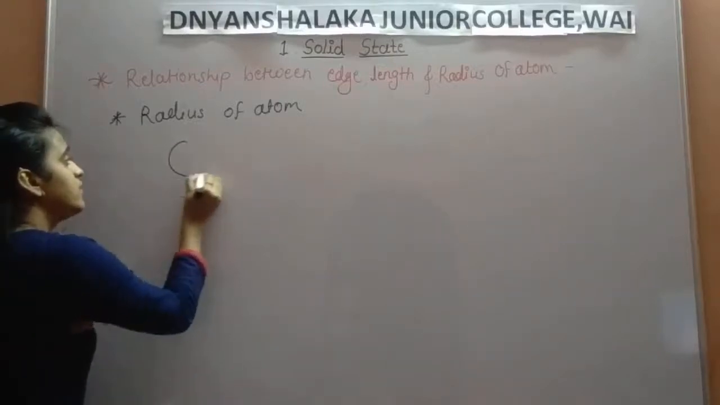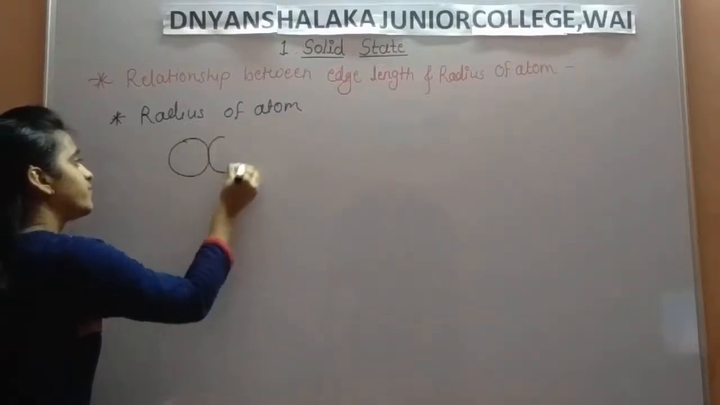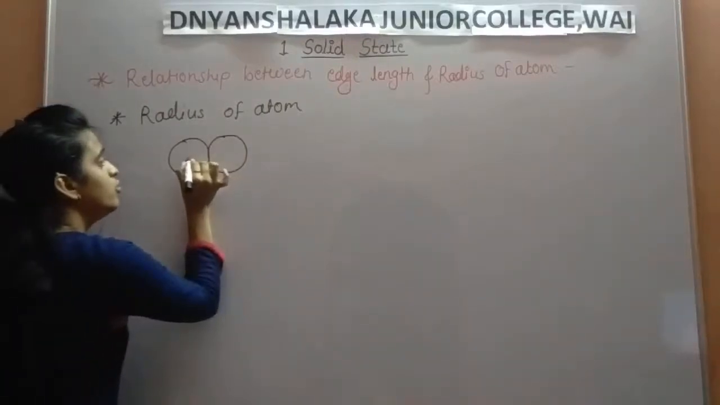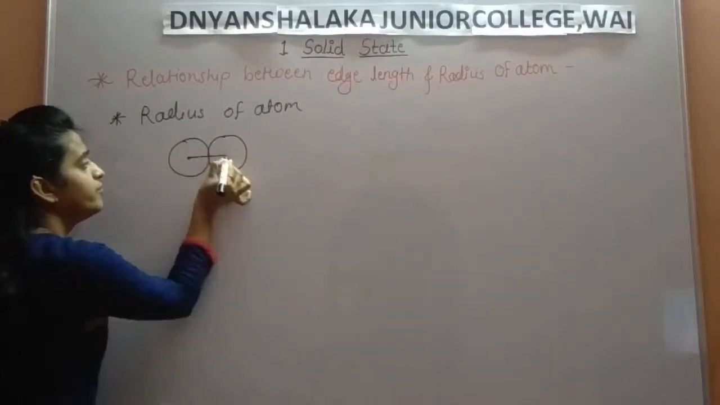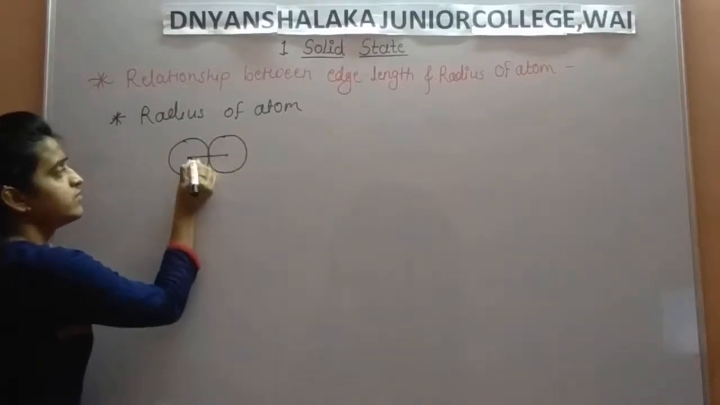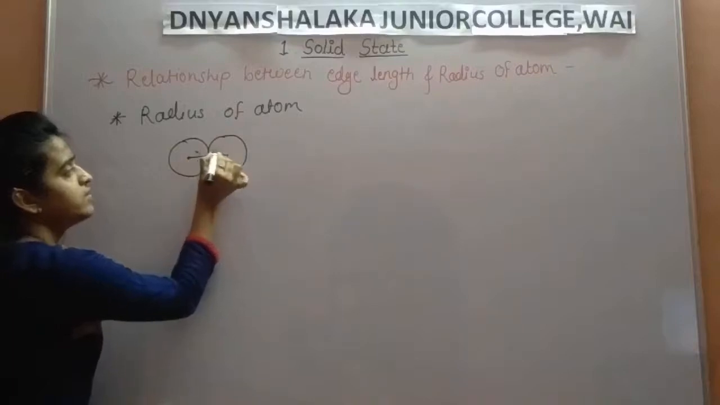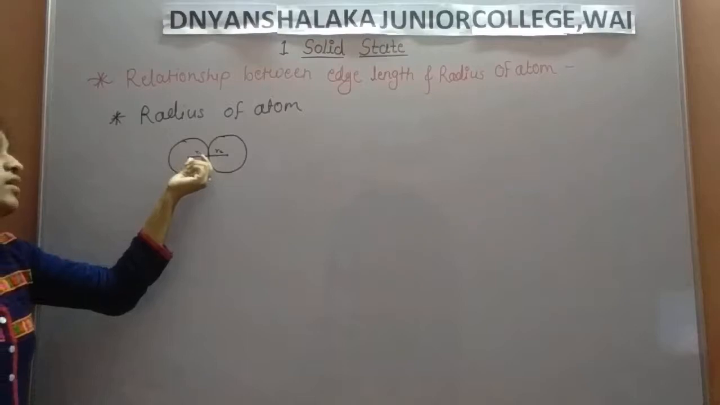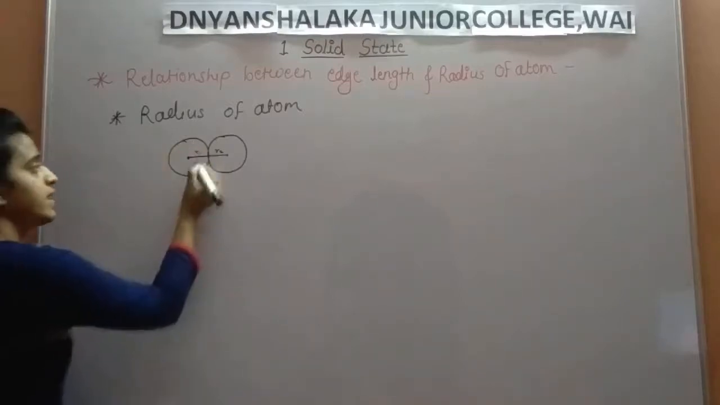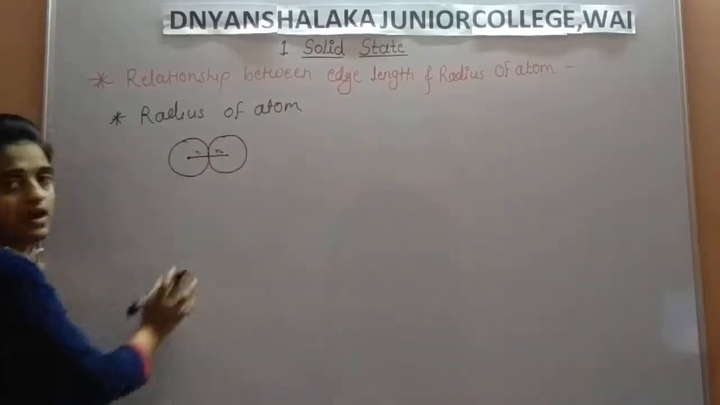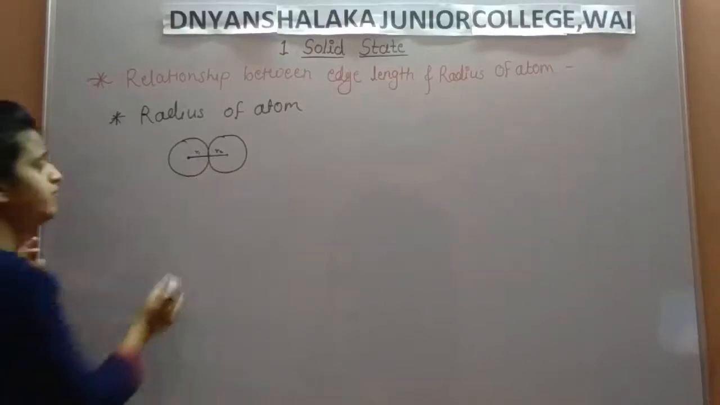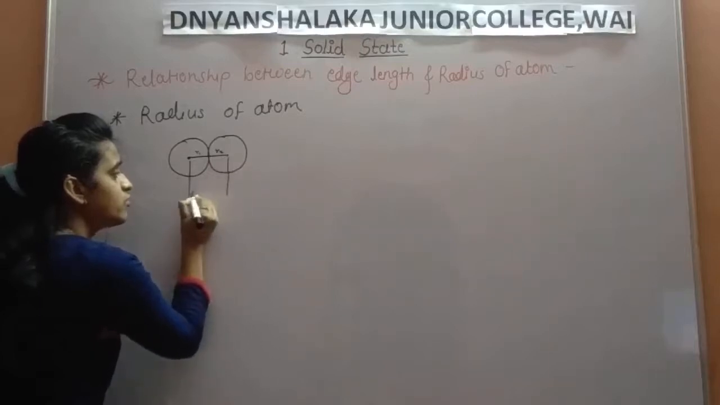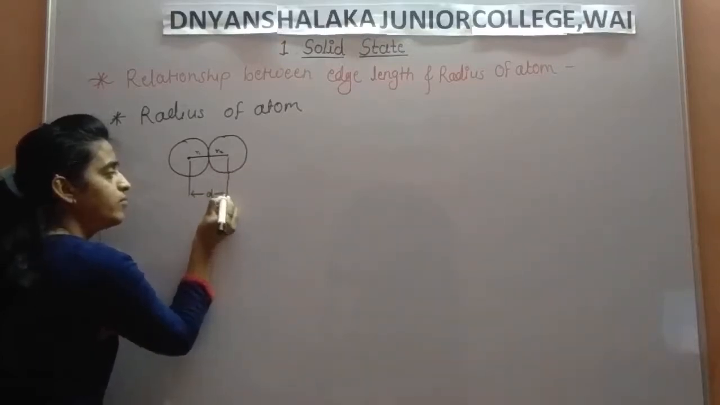So this is considered as two spheres. Between two spheres there are two nuclei, meaning the center points. This is first, R1, and this is second, R2. This is the first circle of radius R1 and this is the second circle of radius R2. And the distance between two adjacent spheres is called the diameter.